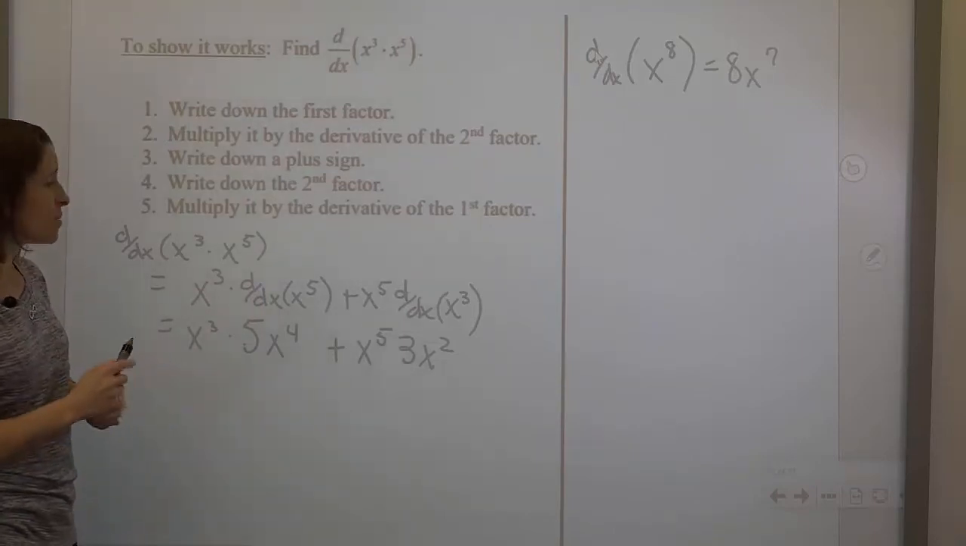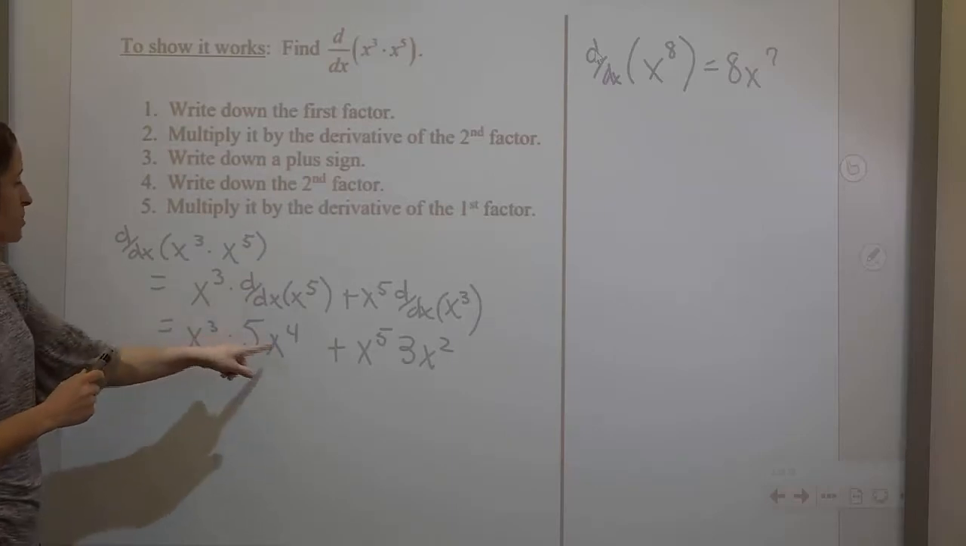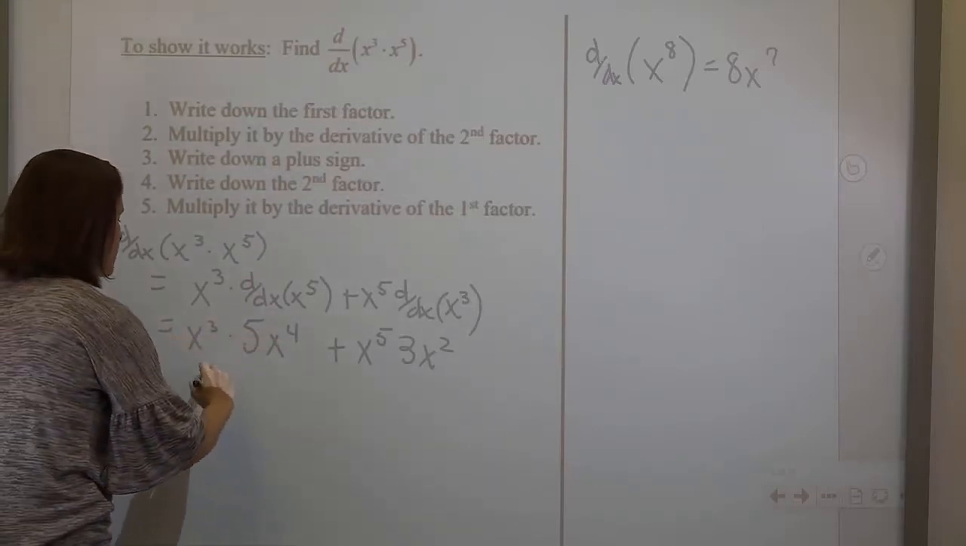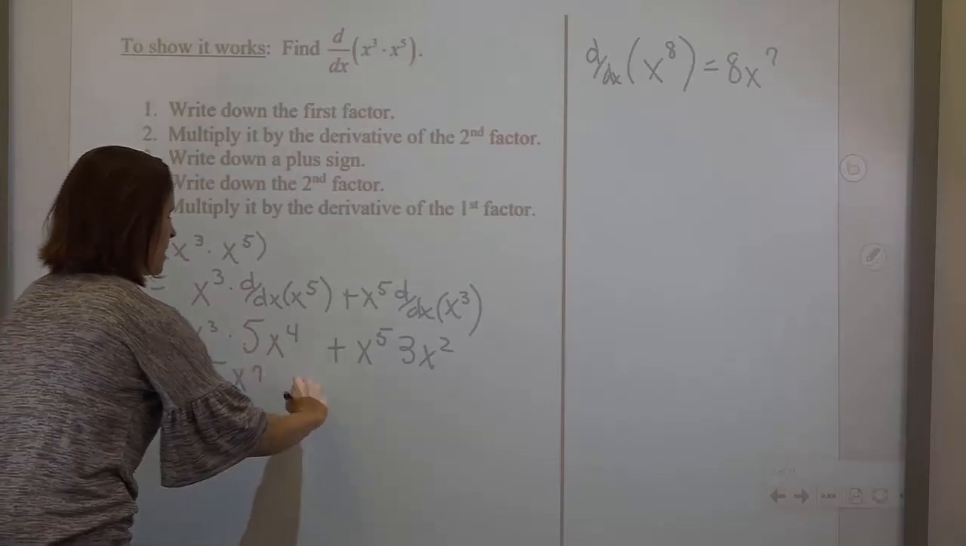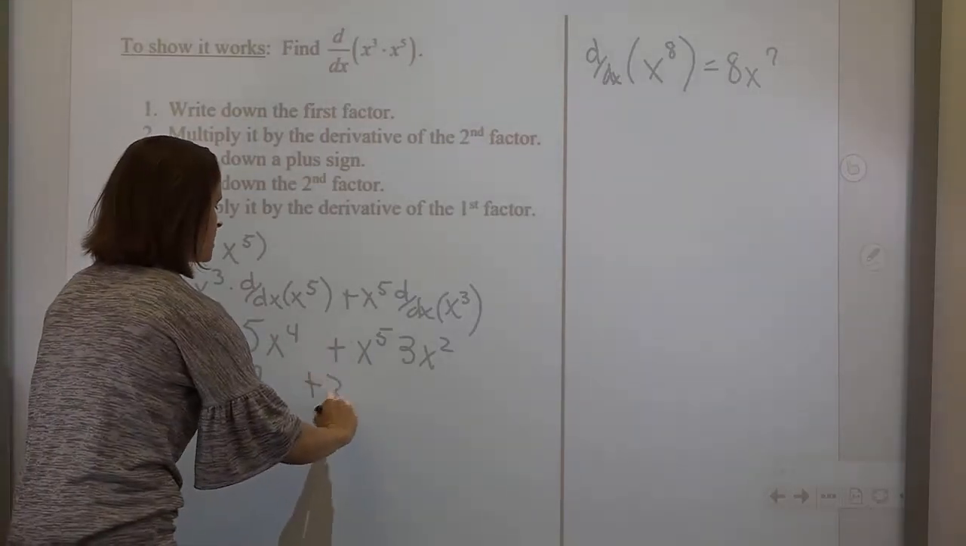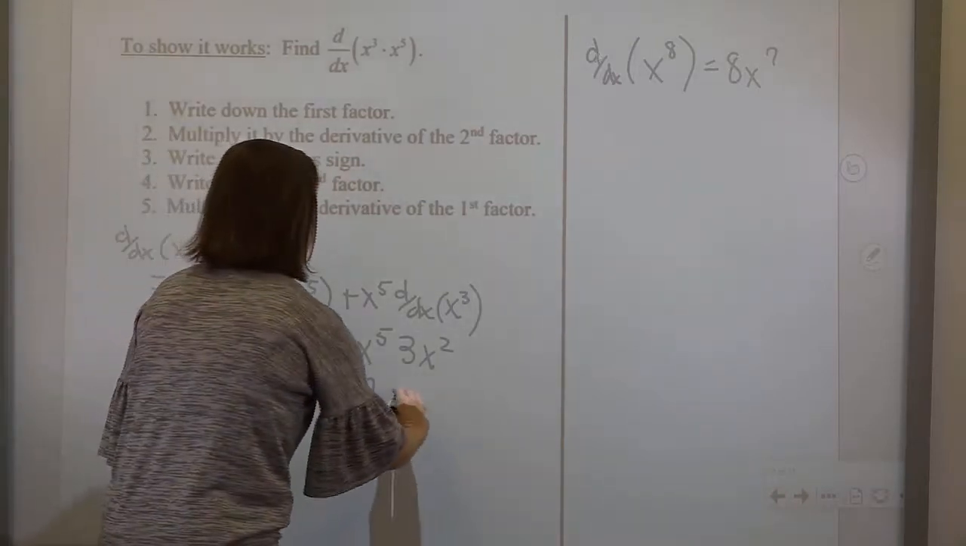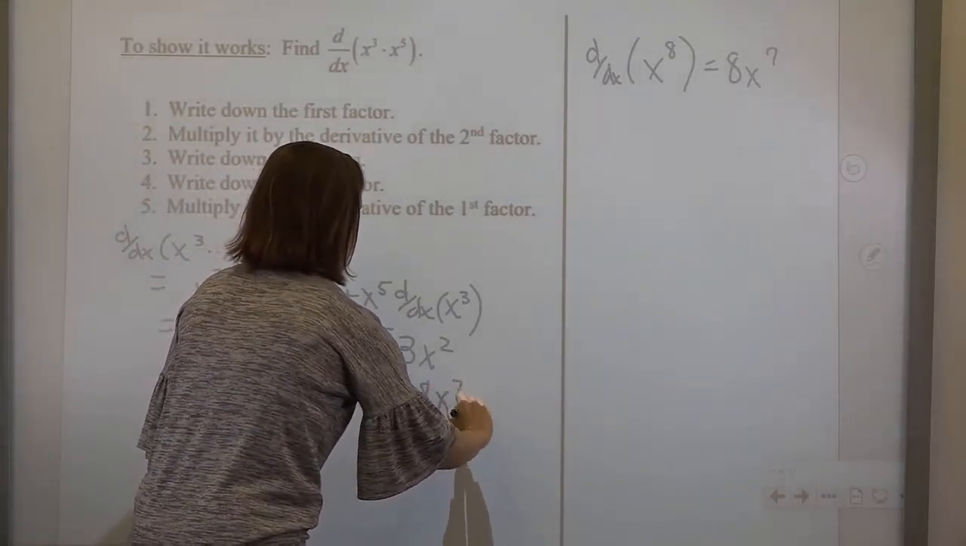So if we simplify this, when we multiply x's, we add our exponents. So we have 5x to the 7th, and over here we have 3 also x to the 7th. Those are like terms, and we end up getting 8x to the 7th.